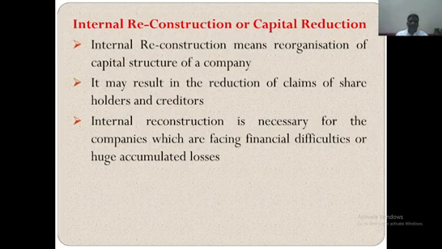It may result in the reduction of claims of shareholders and creditors. So, if a company is going to restructure, it is going to modify its capital structure. After getting approval from the court, the capital structure will change, and the shareholders and creditors will sacrifice some amount. Such a sacrifice can be adjusted against capital reduction.